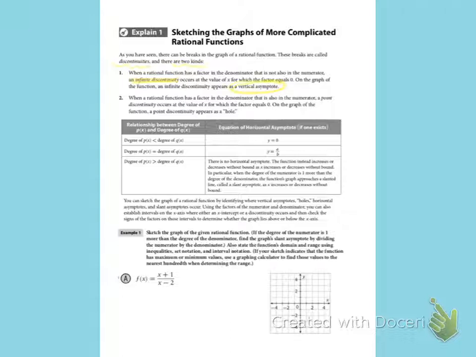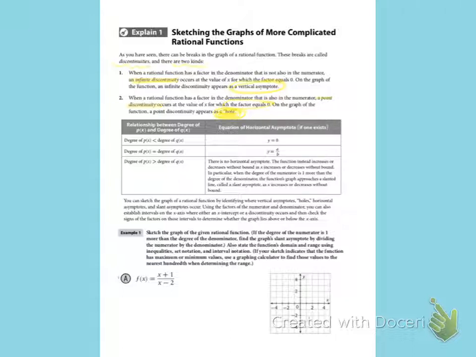So that was what was going on when x was -2. There was that vertical asymptote. That was an infinite discontinuity. But when a rational function has a factor in the denominator that is also in the numerator, a point of discontinuity occurs at that value for x, which the factor equals 0. So in other words, the value that would make that factor 0 actually creates a hole in the graph instead.